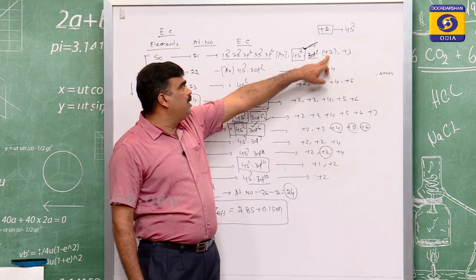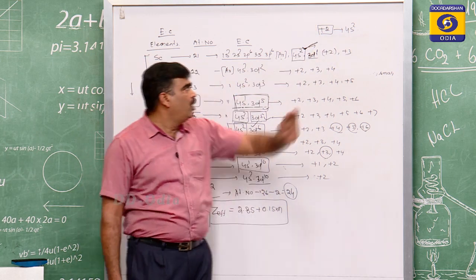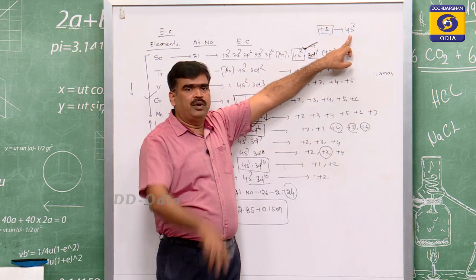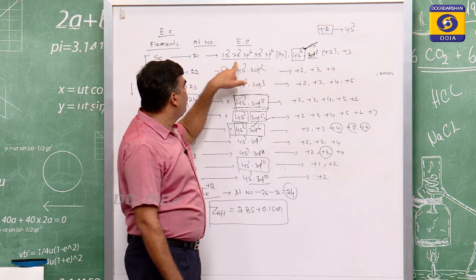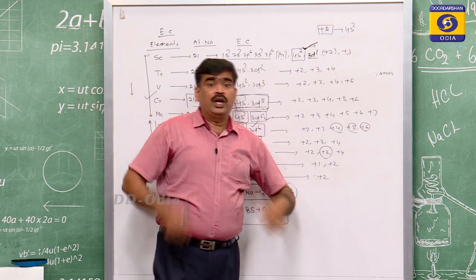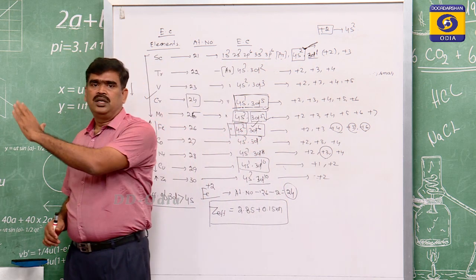So you see what happens here in the oxidation states. Scandium shows +2, and all show +2 only when the 4s orbital electrons participate. The 2 electrons of the 4s orbital participate in bonding. When a d orbital electron participates, it becomes +3. So because of participation of d orbital electrons, the oxidation states increase.